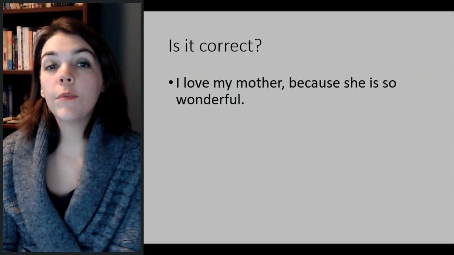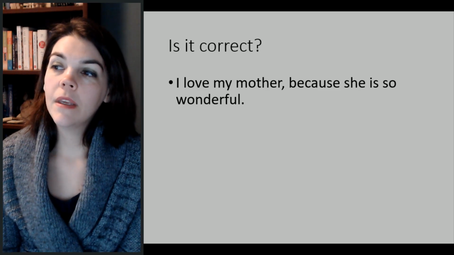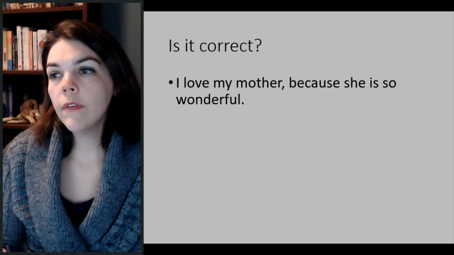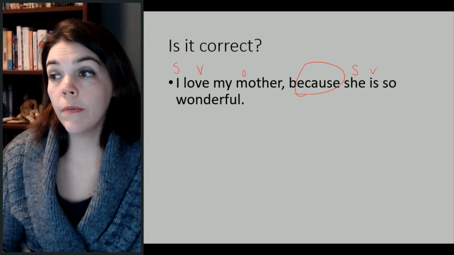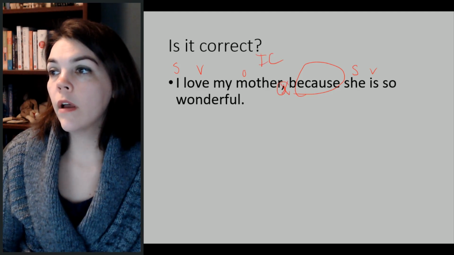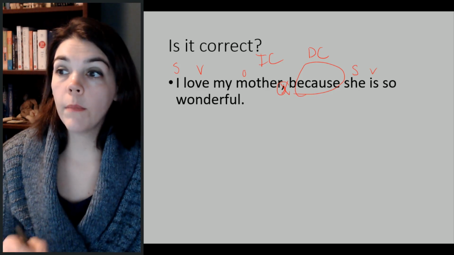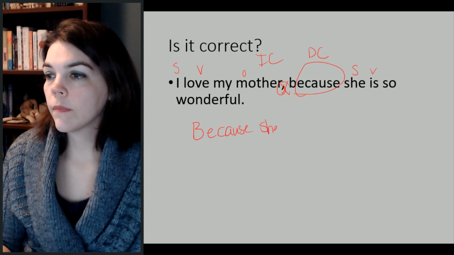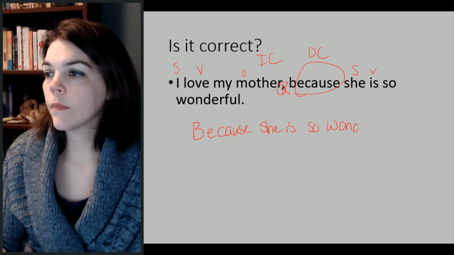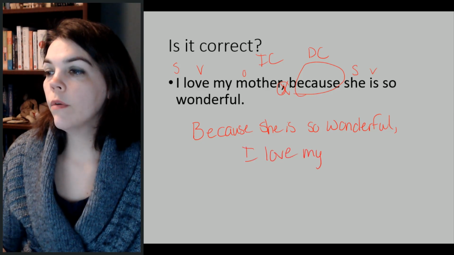All right, here's a last one. Is it correct? I love my mother because she is so wonderful. A lot of us understand that statement. Is it correct? Well, I have a subject, and I have a verb. I even have an object. I see my subordinating conjunction. I have a subject and a verb. The problem is here, okay? Because we have independent clause, dependent clause, we do not have a comma between those two. We only have a comma when the dependent clause comes first. So I could write it with the dependent clause first and a comma. We could write that and it would be fine.